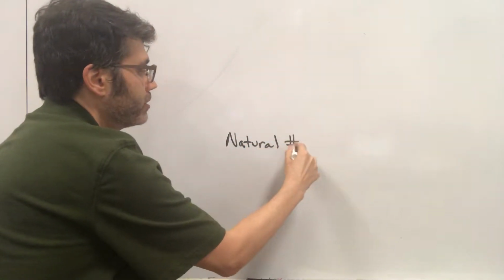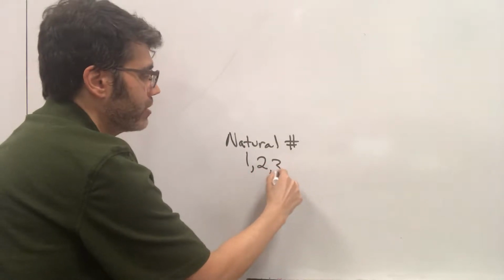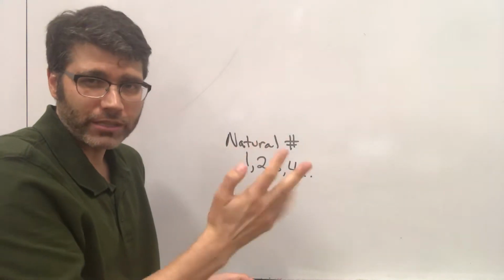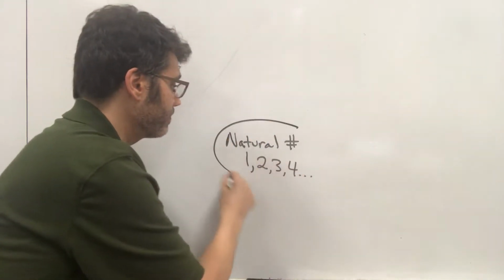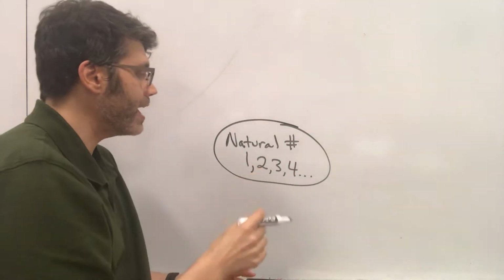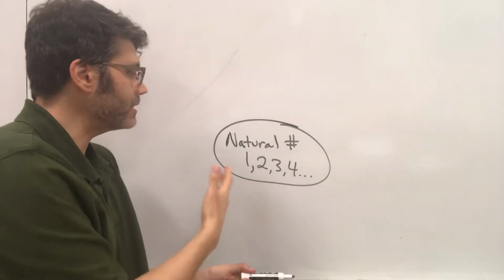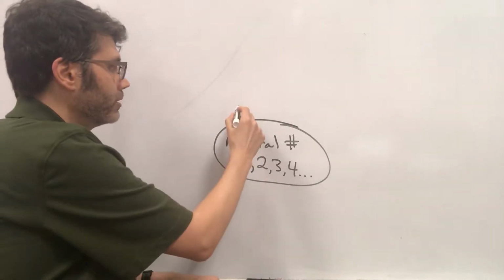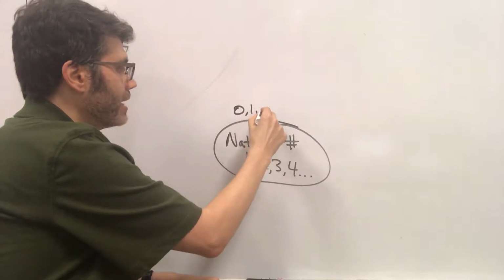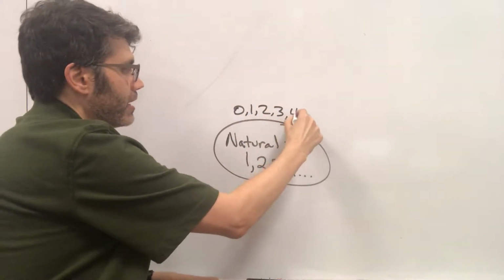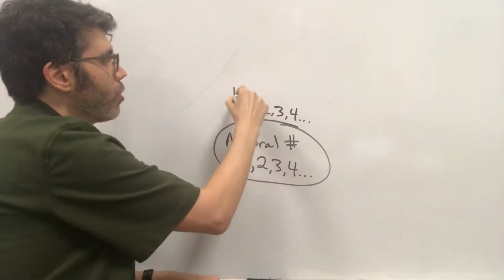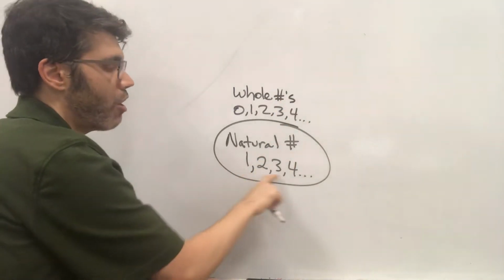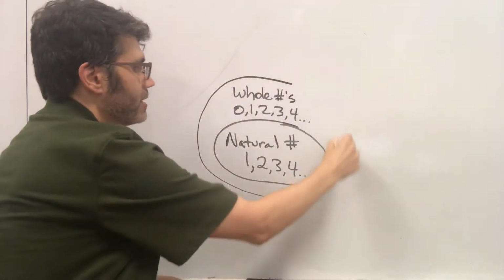So natural numbers start with 1, then go to 2, then to 3, then to 4, and go up in these whole number increments up to positive infinity. So those are natural numbers. Then let's add to this. Let's say that we want to expand it to include 0. So 0 is not a natural number, but if we want to include it in a set of numbers like this that goes up to infinity, let's call them whole numbers. So whole numbers are numbers that include all of the natural numbers as well as 0.